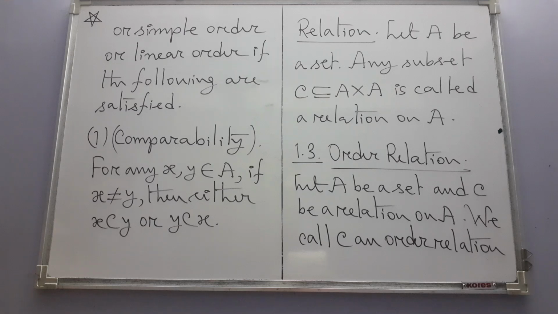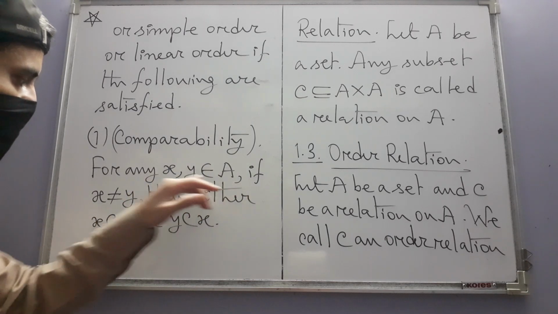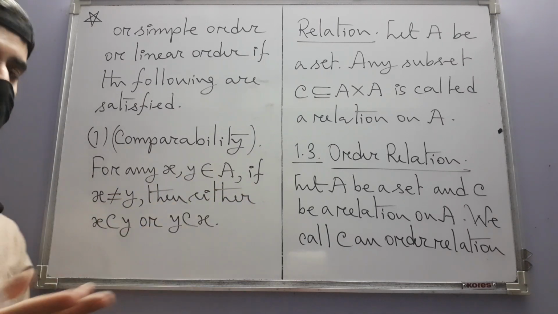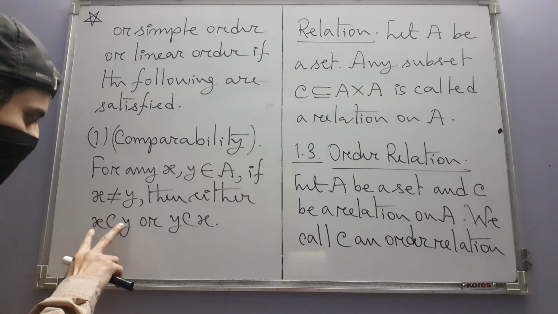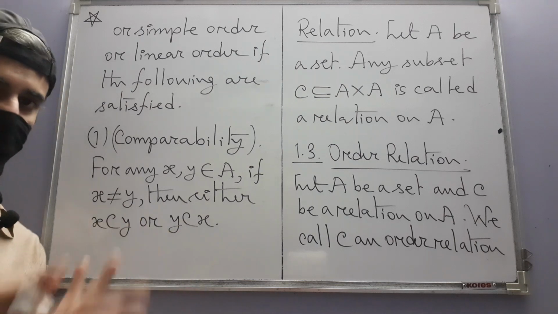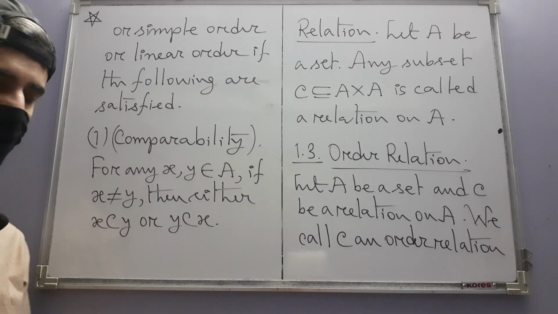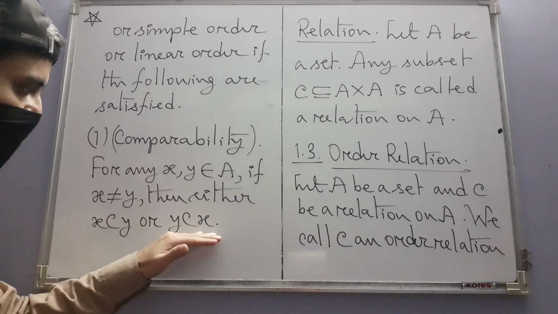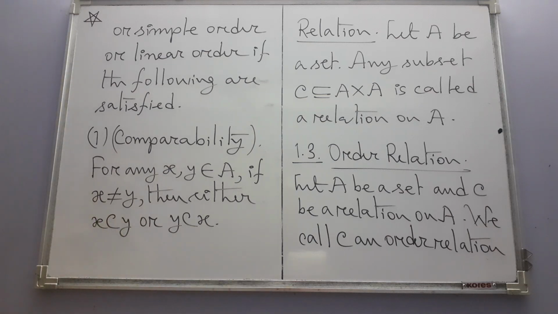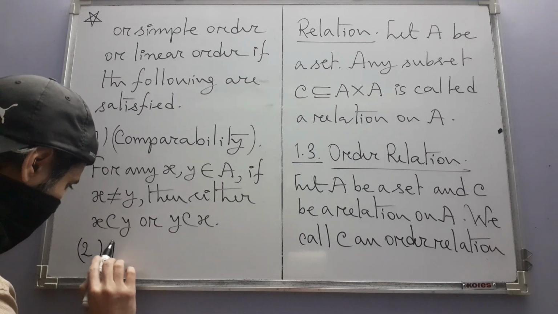This is called comparability because what this is saying basically is that if you choose distinct elements from A, then they are comparable by the relation in one of the 2 ways. Either this is true or this is true. Or maybe both are also true, who knows, because in mathematics usually OR is inclusive OR. So OR means something is true or something else is true, or both are true. Okay, that condition is included. So this is comparability.